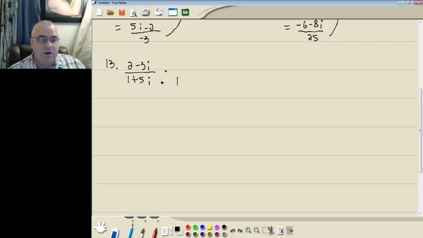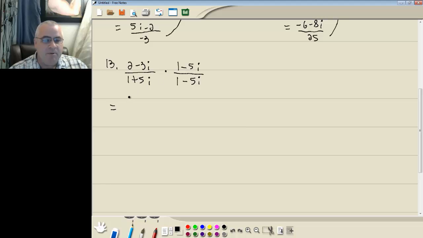And then look at the bottom here. I got 1, so that's 1. I got 5i, so this is 5i. Conjugate again, the first part's the same, last part's the same. Sign in the middle is different. This is a positive, so this will be a negative. So we're going to multiply the bottom part by 1 minus 5i. And we also have to multiply the top part by it.